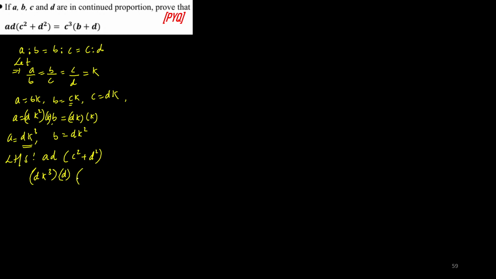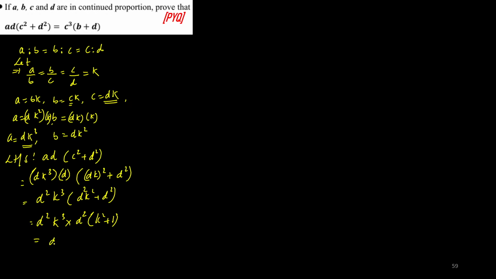Then c is there. C is dk. So c square in the sense what? Dk the whole square plus d square. Again, I'm going to keep d square as it is. Now I'm going to get d square k cube and dk square plus d square. Clear? So now what I'm getting? D square k cube outside, and here d square k square, d square outside, k square plus 1. So when I simplify this, I'm going to get d to the power of 4 into k cube.